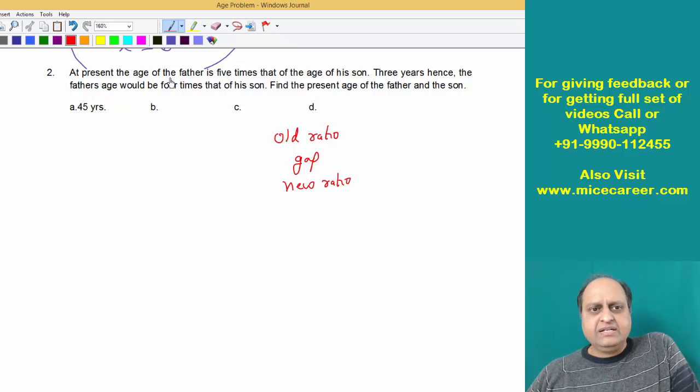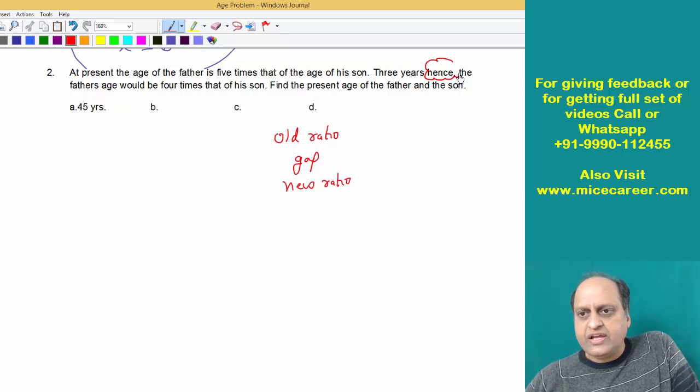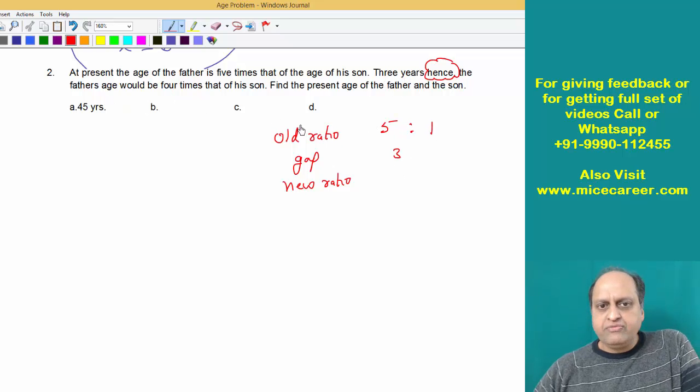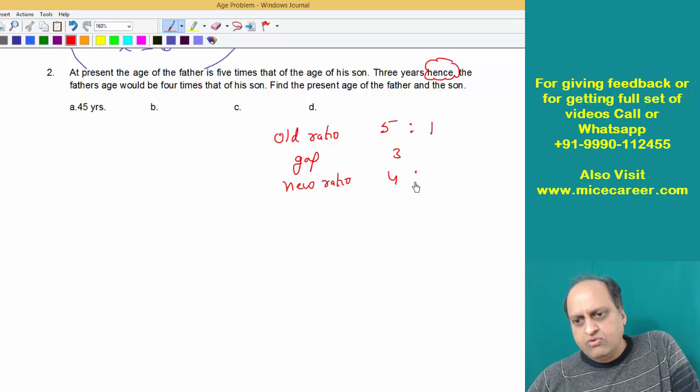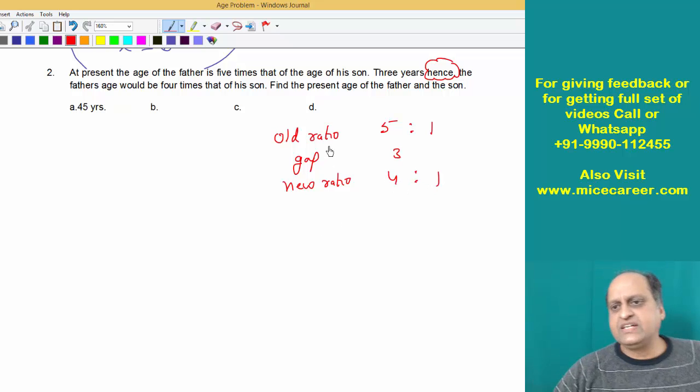At present, the age of father is 5 times that of the age of his son. 3 years hence, he is talking 3 years, gap is 3 years. So the old ratio is the present age, and father is 5 times the age of his son, so 5:1. 3 years hence, the father would be 4 times his son. It will become 4:1. Find present age of father and son.